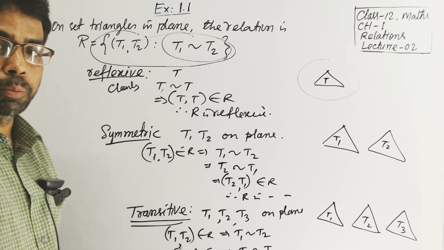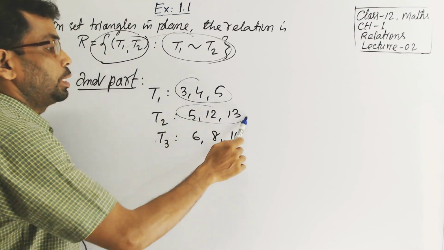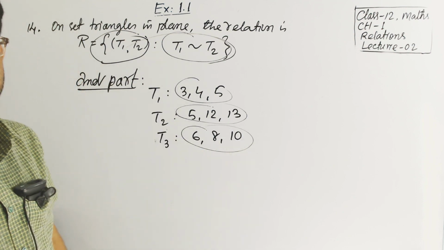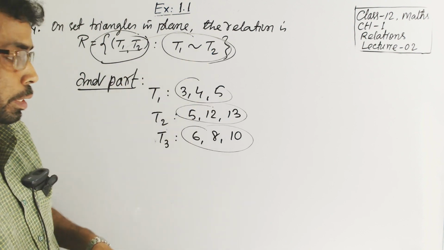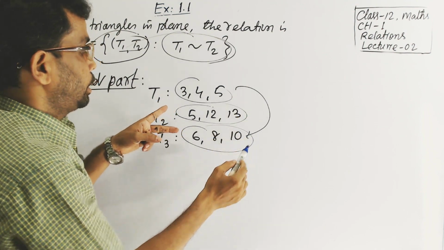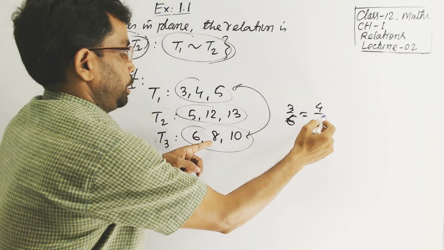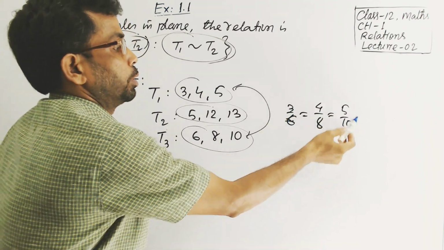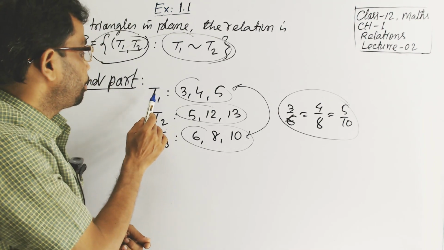Now in the second part, three triangles are given, T1 with side lengths, T2 with side lengths, and T3 with side lengths, and we are asked to check which two triangles are similar. They are related, and related means similar in this condition. Triangles are related if they are similar, and we know similar triangles have proportional sides. If we compare the first and third triangle, we can see the ratio 3/6, the ratio 4/8 and the ratio 5/10. These ratios are equal: 1/2, 1/2, 1/2.